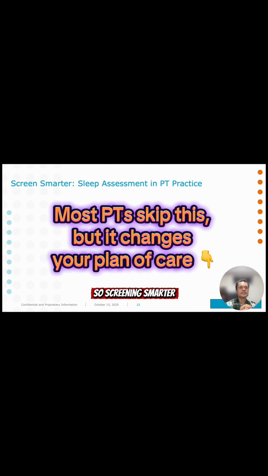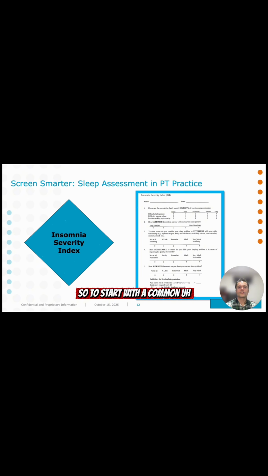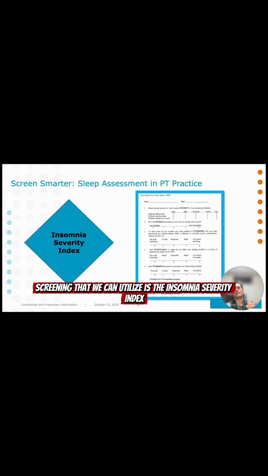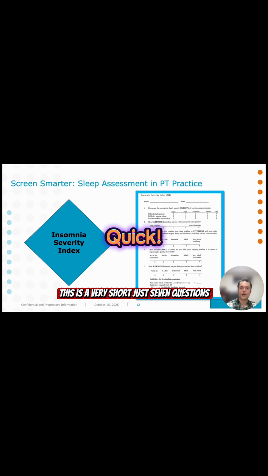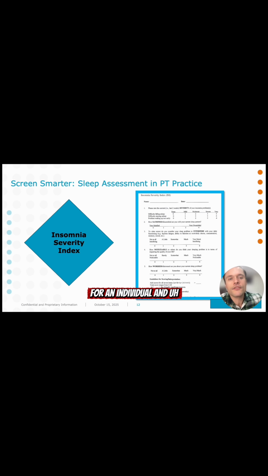So, screening smarter. Now that we know why sleep matters, let's talk about how we can actually screen for it in a way that's fast, validated, and fits inside a real world PT evaluation. To start with, a common screening that we can utilize is the Insomnia Severity Index. This is very short, just 7 questions, and it's validated in rehab populations, so perfect for us. It gives us a quick snapshot of how much insomnia is interfering with daily life for an individual.